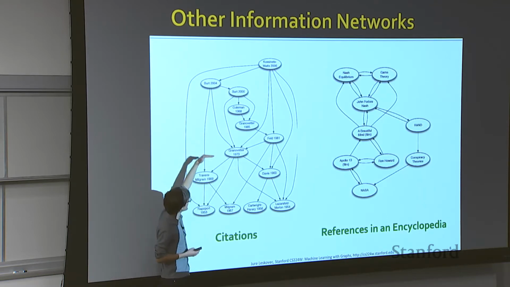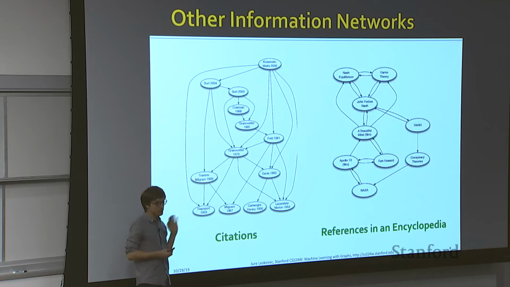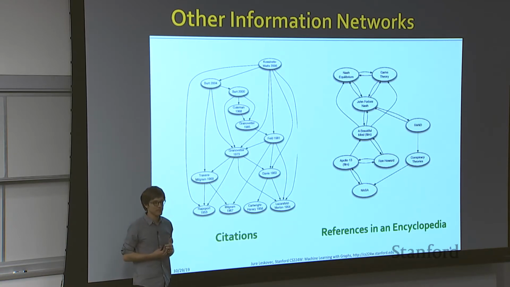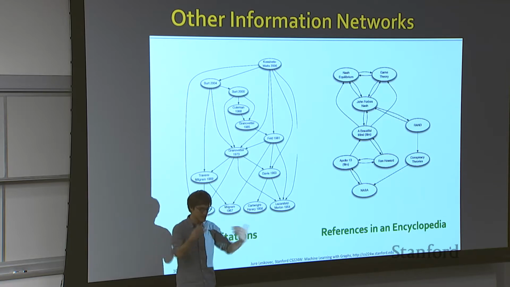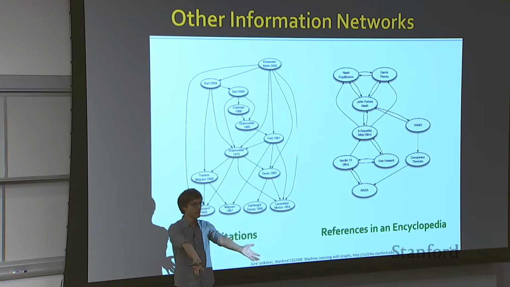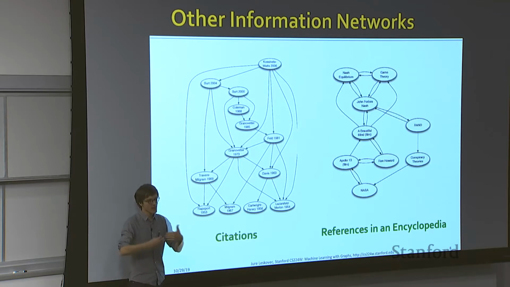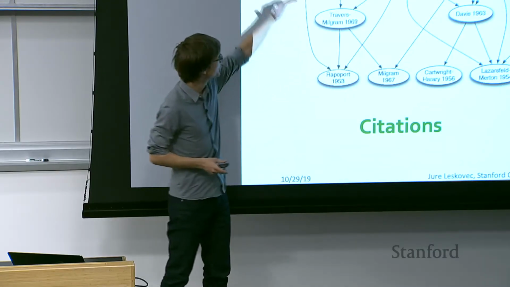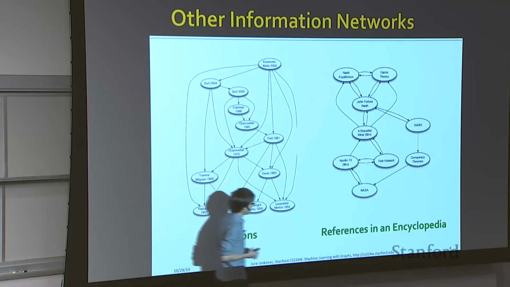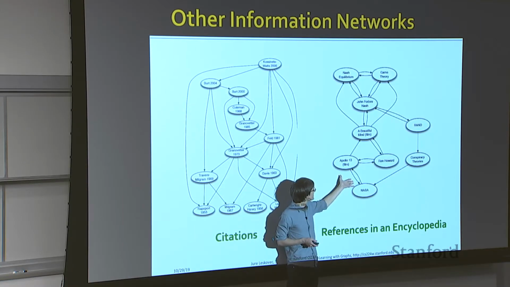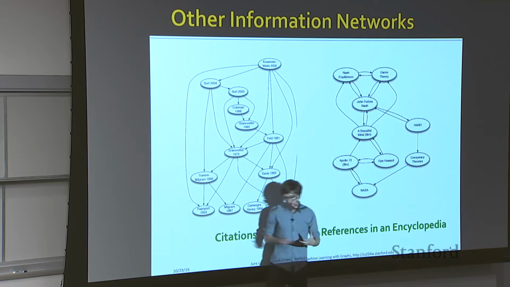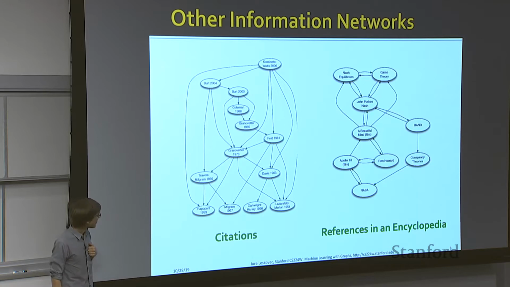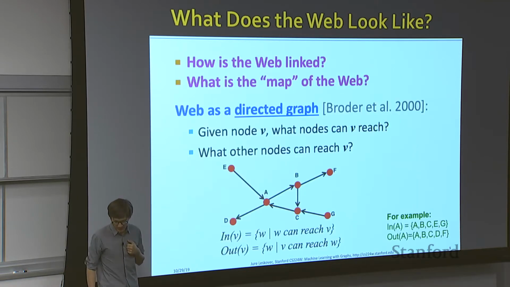For example, because you can only link back in time, this graph should have no loops. I write a paper, I cite everyone that was there before me, so when the next paper comes, they can cite me and everyone later. So loops shouldn't exist in this graph. This should be a directed acyclic graph. References in an encyclopedia are another example of an information network of how concepts relate to each other. So these are examples of things we will be looking at.